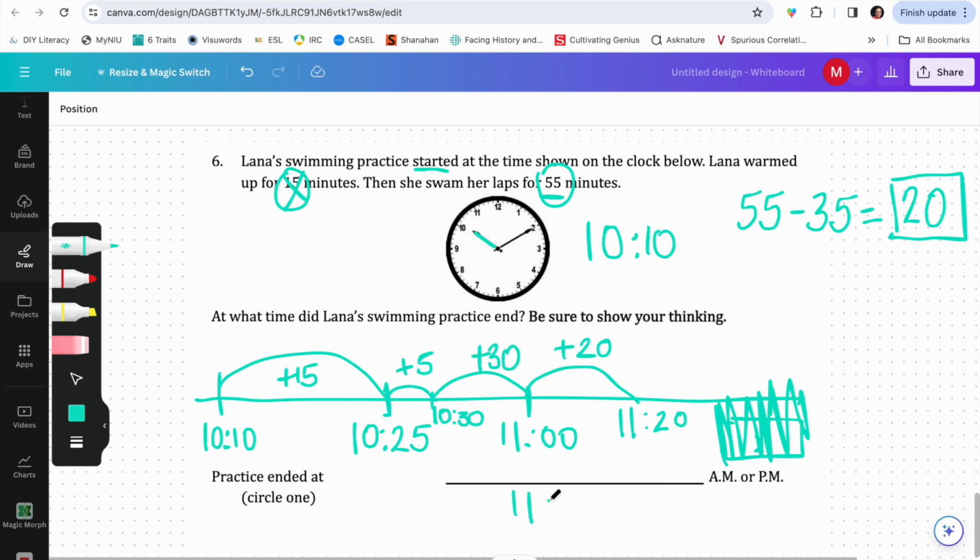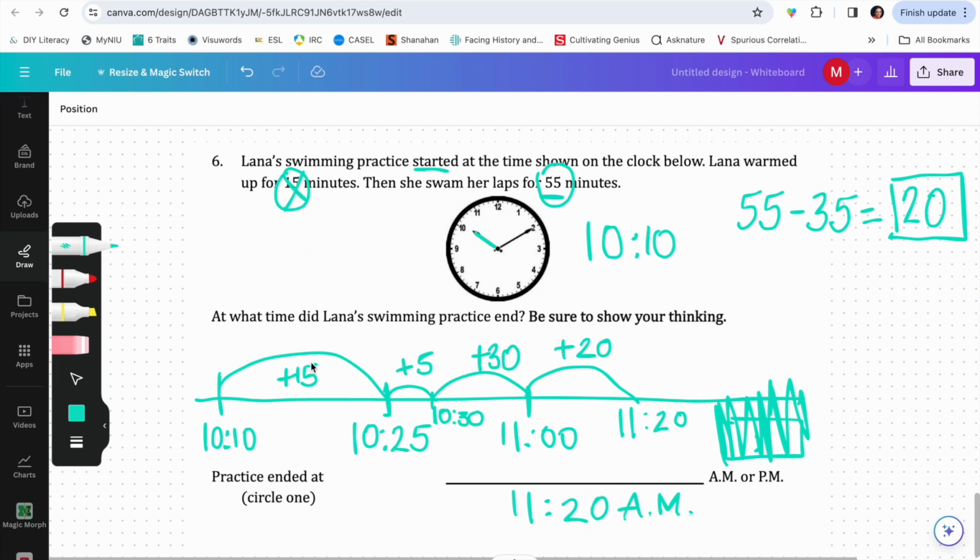I'm just going to put our final answer down here. I'm thinking swimming practice, usually on a Saturday morning, 11:20. That's going to be 11:20 a.m. Because if we were finishing swim practice at 11:20 p.m., that would be way past your bedtime. So this is going to be 11:20 a.m.